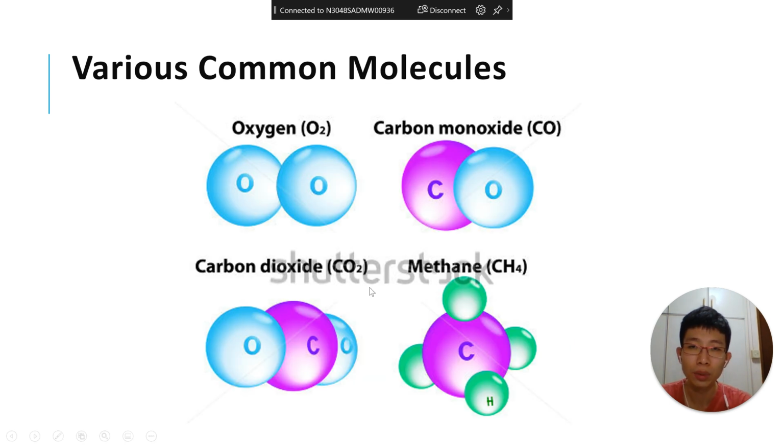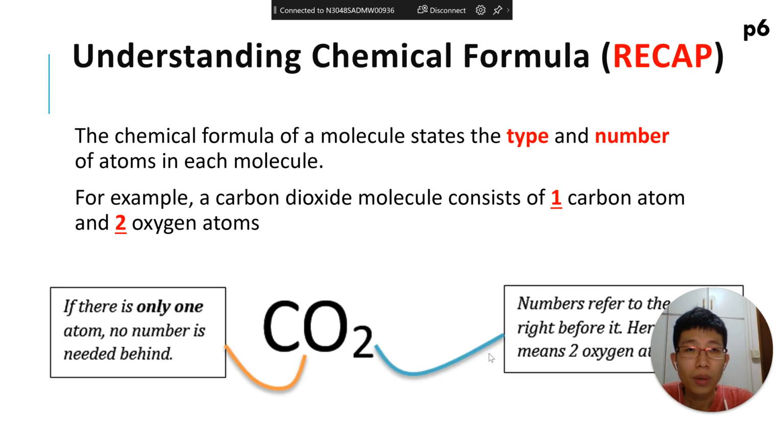This is how O2 looks like, using a diagram to show you. This is O2, and this one is CO, carbon monoxide. This one is CO2, and this one is methane, CH4. Just a quick introduction. So to understand the chemical formula, this is just a quick recap.